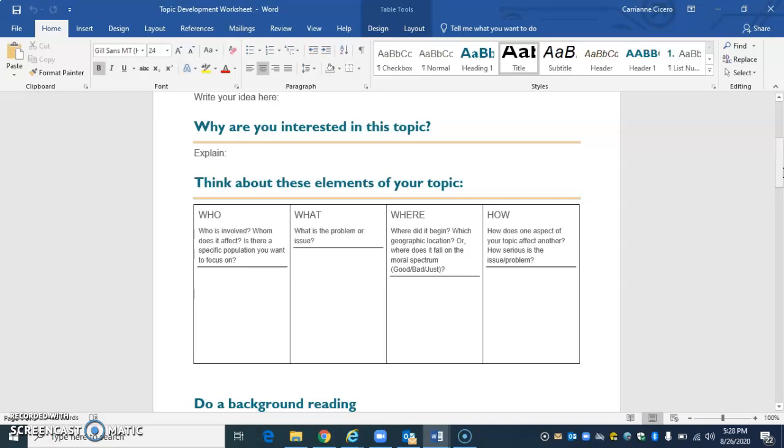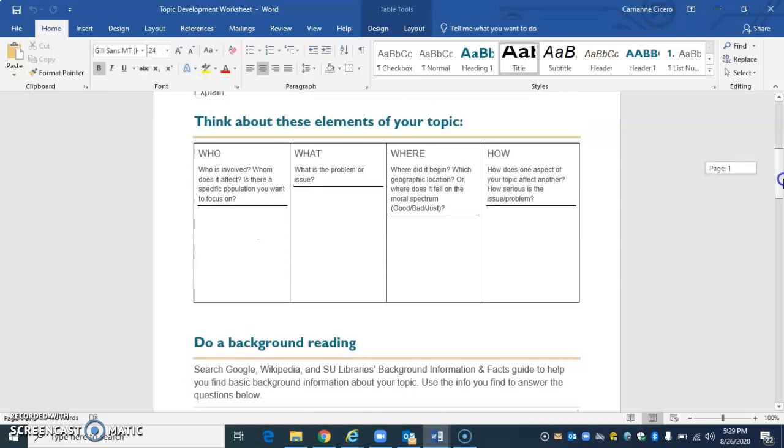Is there a specific population that you are going to focus on? What is the problem or the issue? I also kind of think of that as why are you spending your time talking about this? There has to be a reason, and that is your what. Where did it begin? Give me your history on it. Is it a geographical location? Does it fall in the moral spectrum? Is it very philosophical? Tell me the where part about it. And then how does one aspect of your topic affect another? And how serious is the issue or the problem that we're dealing with that you're going to talk about?